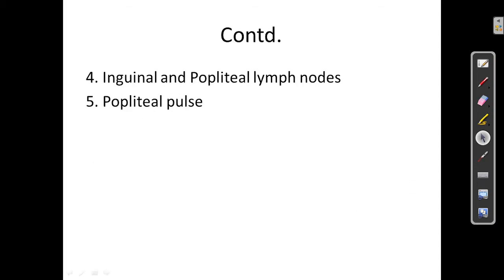Then we look at the inguinal and the popliteal lymph nodes, which can be enlarged, and we try to assess the popliteal pulse.